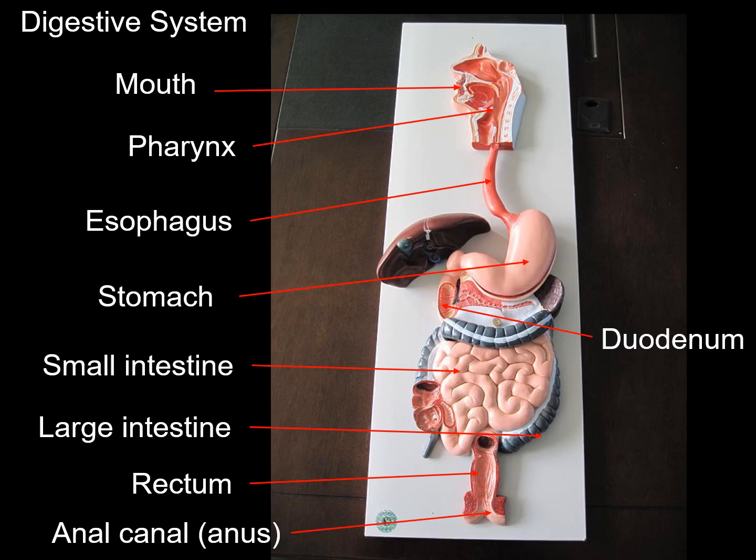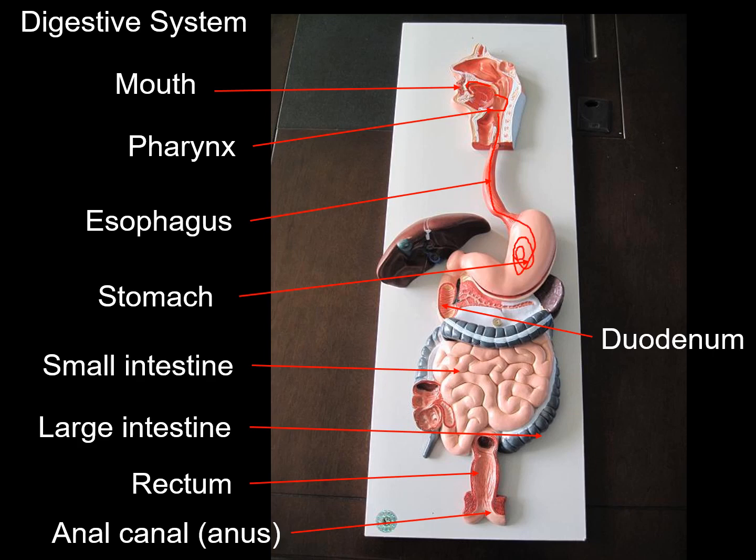So here's our digestive system model. We have that sagittal section up at the top of our head, and we can see the mouth and the oral cavity up here with the tongue. Then we continue into the oropharynx, the part of the pharynx that's in the back of the throat, the oral cavity. And then we continue through the esophagus and into the stomach.